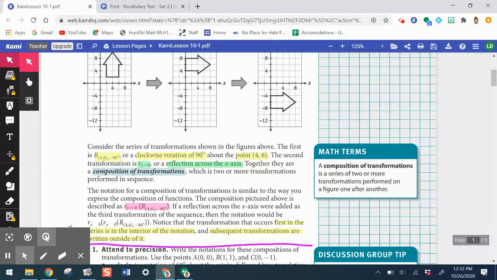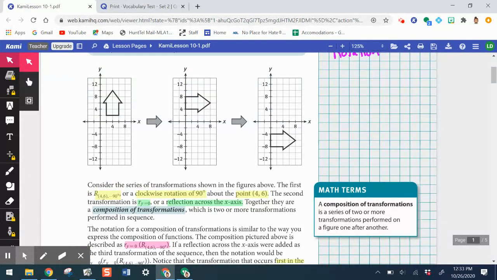You notice I've highlighted a couple things. So it says, consider the series of transformations. And that's all a composition of transformations is: a series of 2 or more transformations performed on figures. So they're telling us that what we're seeing up here with our pre-image is that it undergoes a series of transformations to end up at this point here. And it tells us what those transformations were.